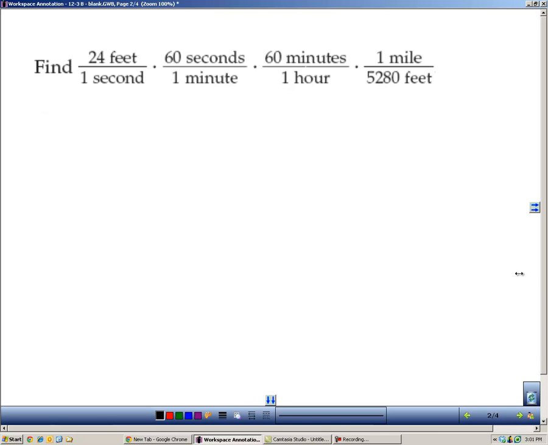Here you see an example using dimensional analysis. Not only are we multiplying these numbers together, but we're including the units with the numbers. Now what does this do for me? This allows me to cancel units that are on the top and on the bottom. So here I'm going to cancel seconds and seconds. I'm going to cancel minute and minute. And I'm going to cancel feet over here on the left with feet down here.